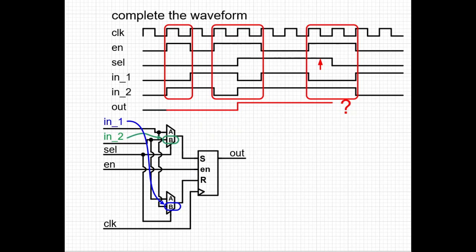On to the next enabled clock period, and the mux select is still high. And in fact, we find that the two inputs are also the same states as the previous time. So again, no change in the latch output. For the final enabled clock period, the mux select now goes low, and the high in 2 finally resets the latch.